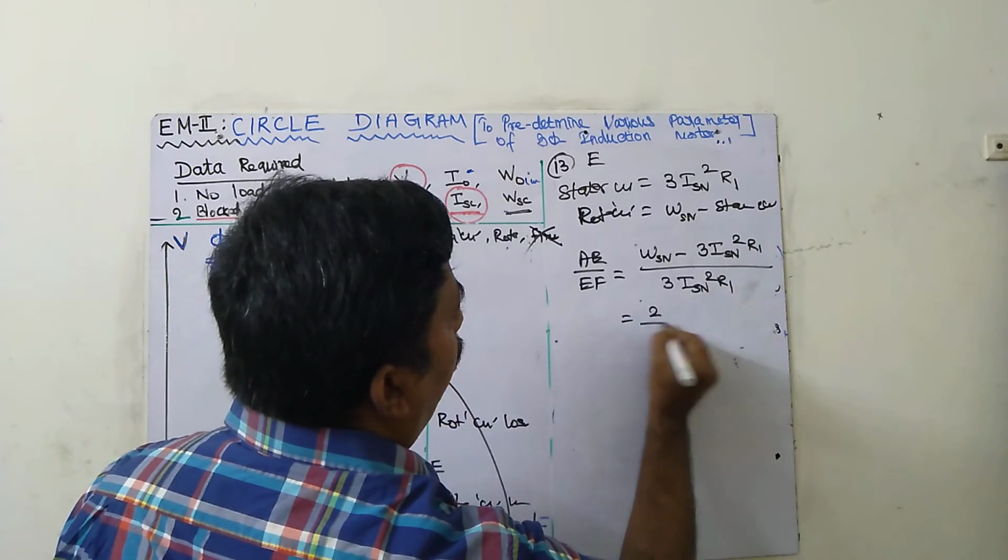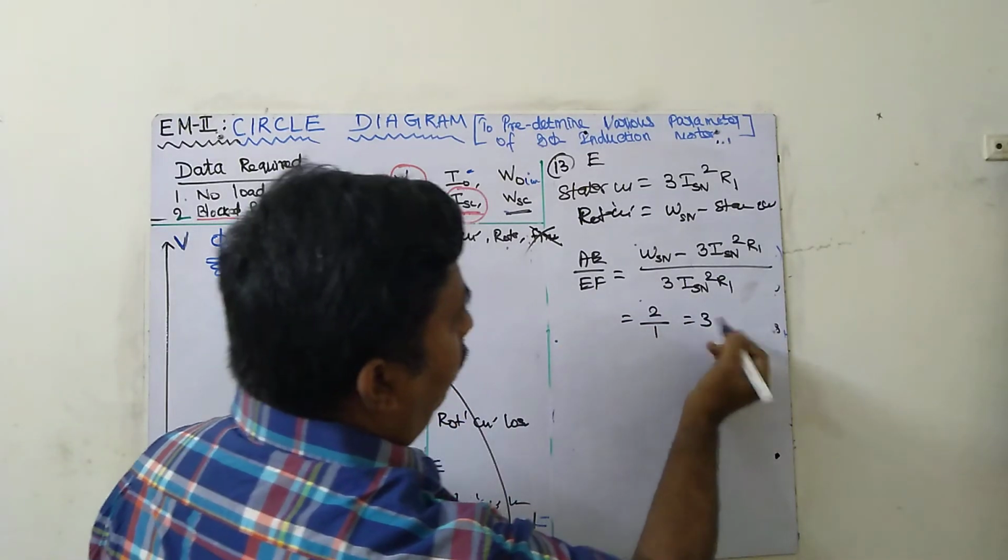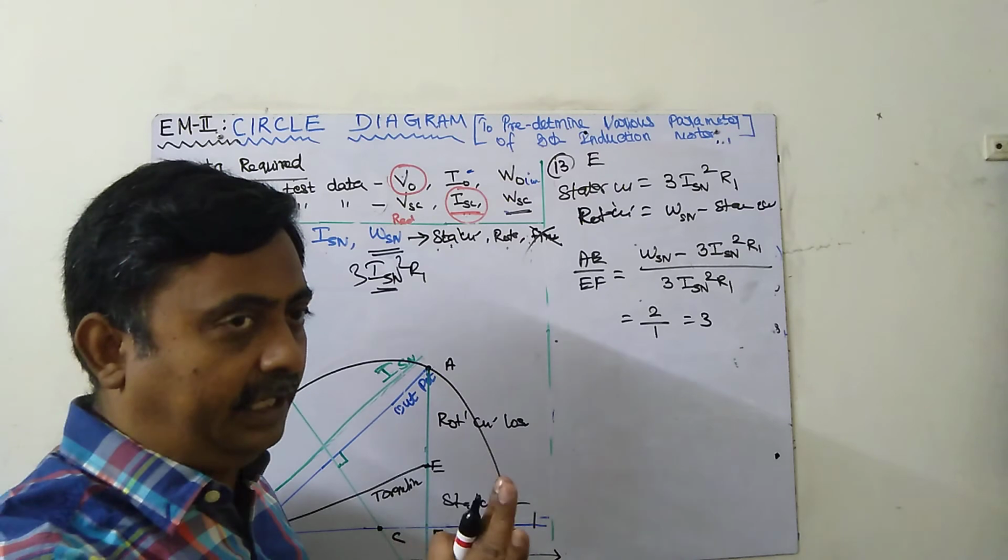Suppose in the ratio also I am getting 2 by 1. Then you have to measure the total value. What is the total value? It equals 3, only 3. That is no unit.